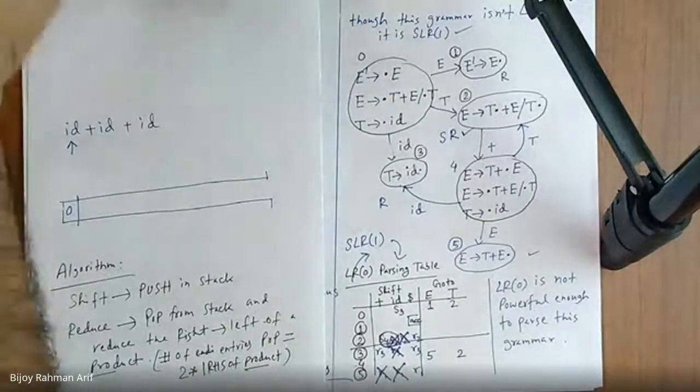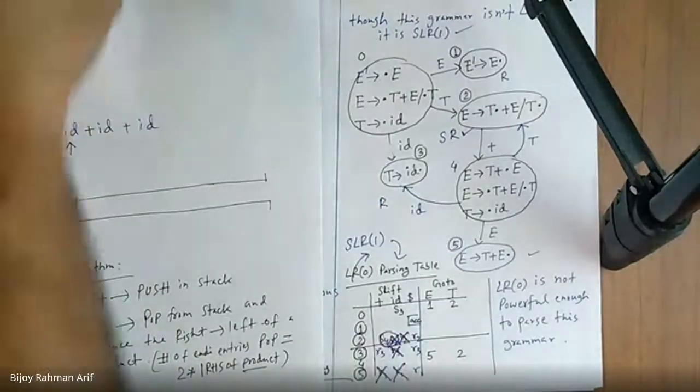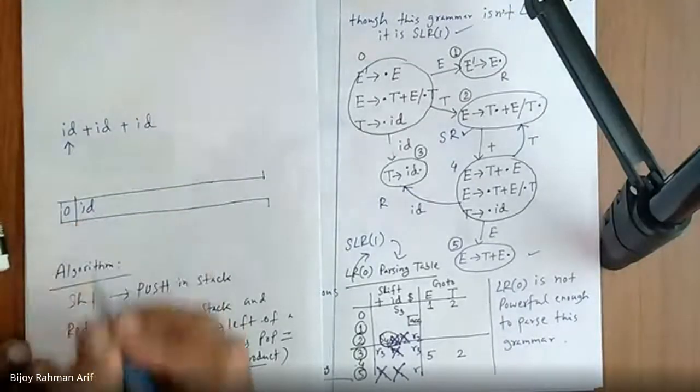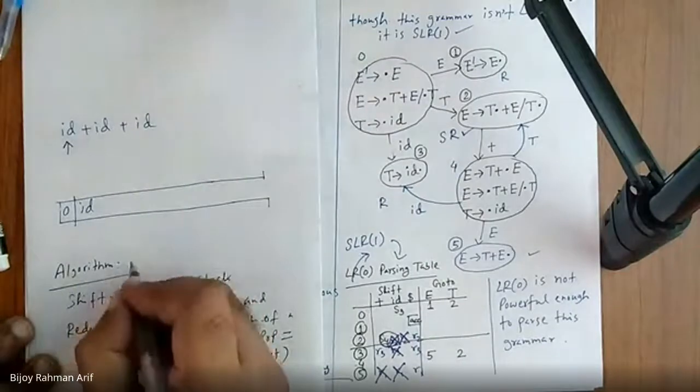Now state 0 seeing ID. So what is the entry? Shift 3. So what am I going to shift? Shift means I'm going to shift the ID. So another catch is there. There's a side note.